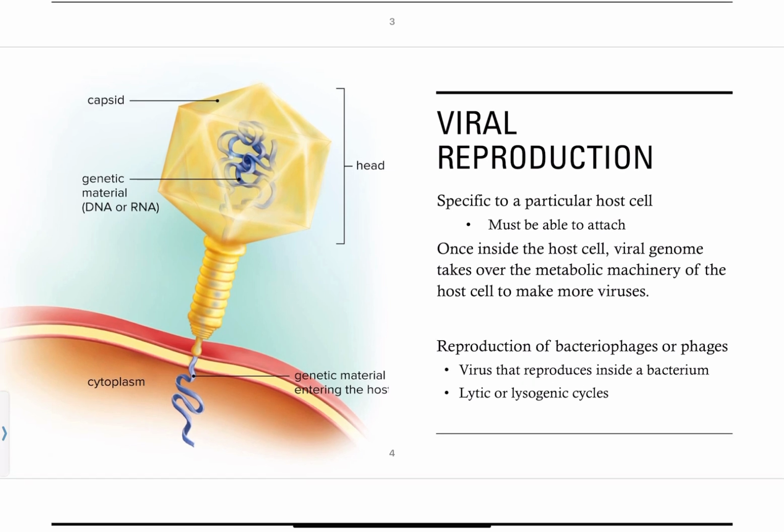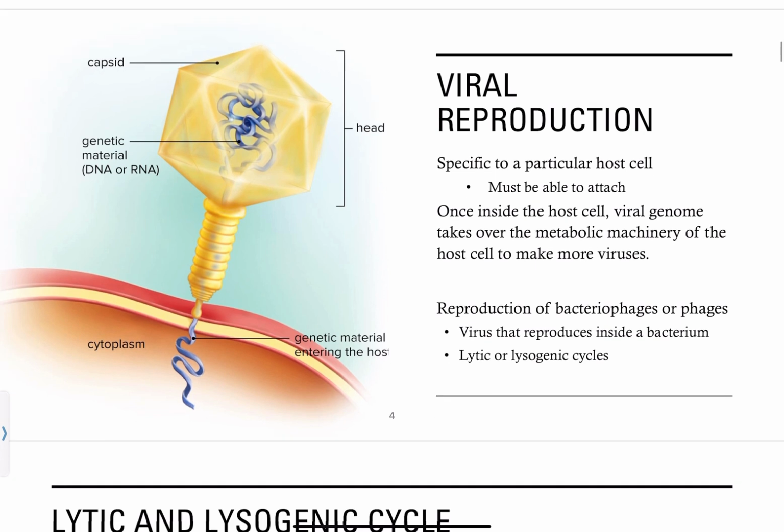Viruses are highly specific to their host cells, so they can usually infect only one type of organism, and often just certain cells within that organism. The infection starts when a virus attaches to a receptor on the host cell. After entry, the virus hijacks the cell's machinery in order to make copies of itself. This process differs depending on the type of virus. But for bacteriophages, which are viruses that infect bacteria, we talk about two main cycles of reproduction: the lytic cycle and the lysogenic cycle.